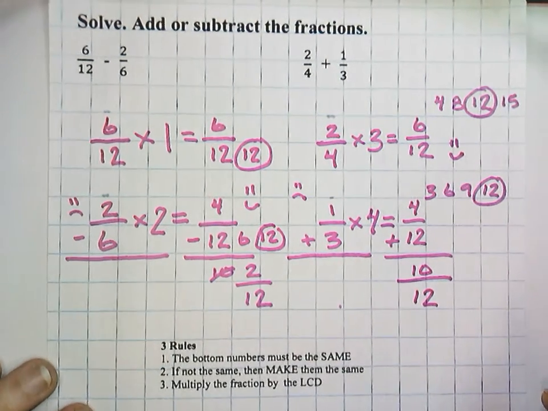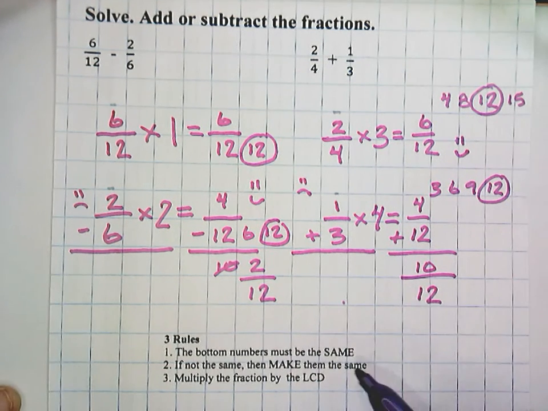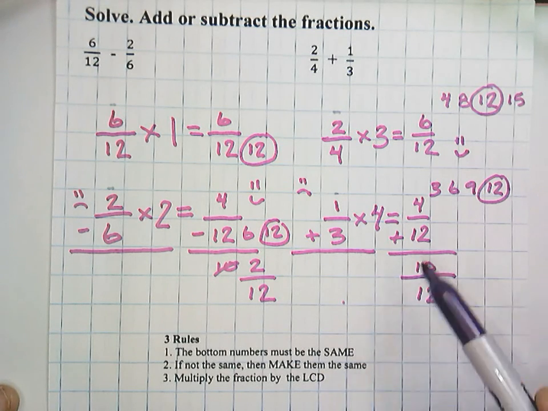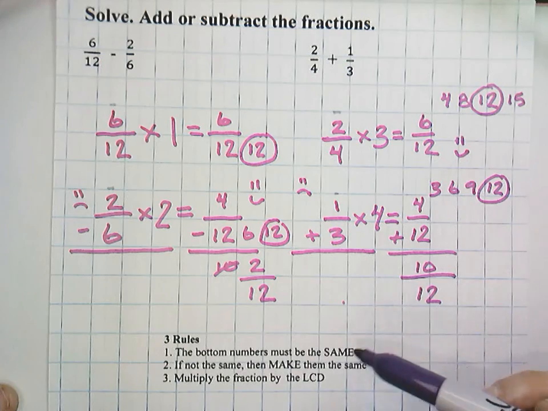All right, everybody, I hope this was helpful today. Remember, we're adding and subtracting fractions. Remember your 3 rules. The bottoms must be the same. If not the same, make them the same, and then multiply the fraction by your least common denominator.